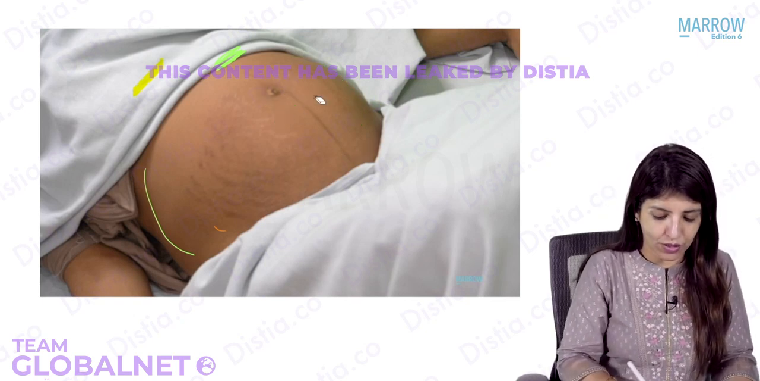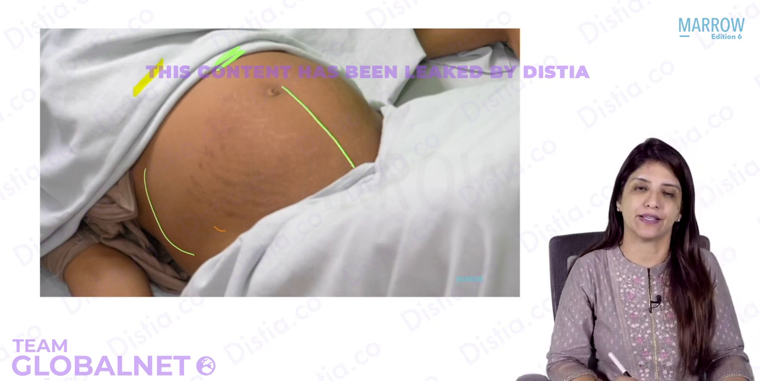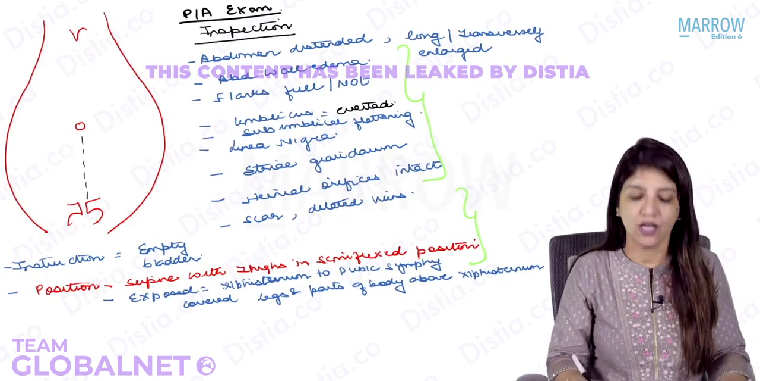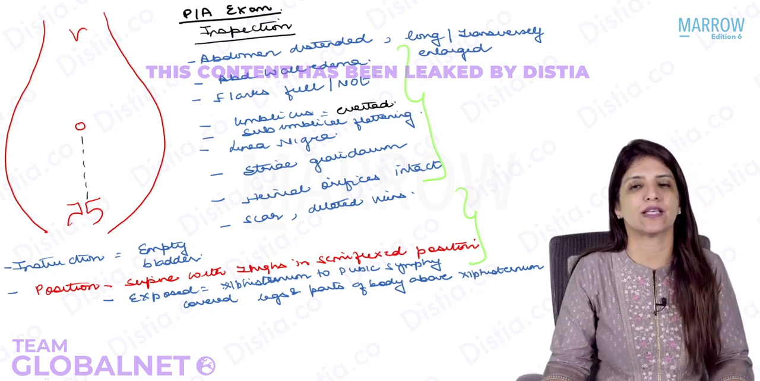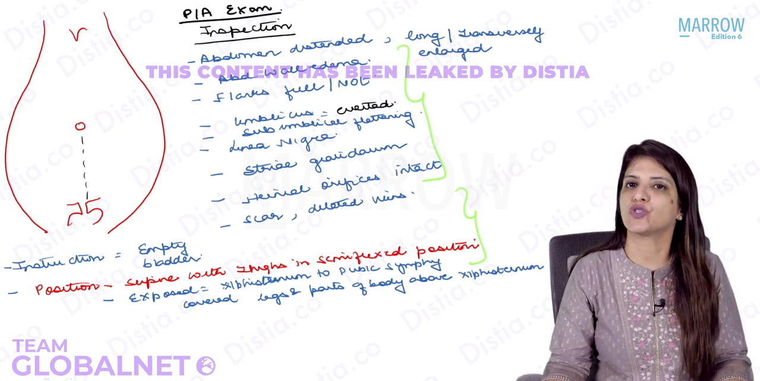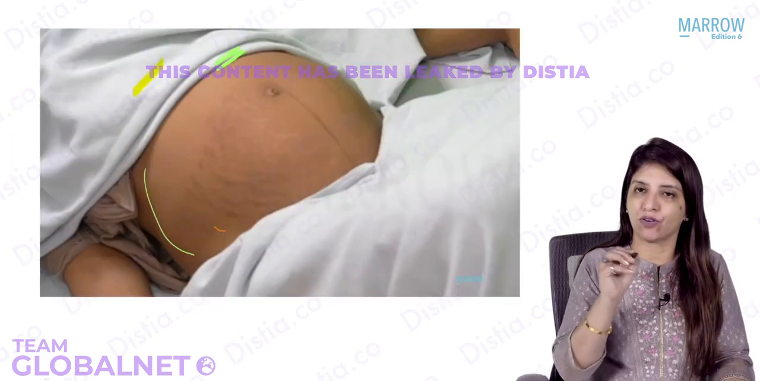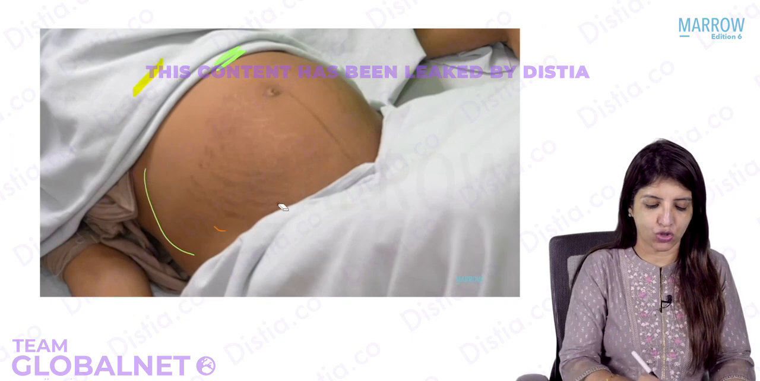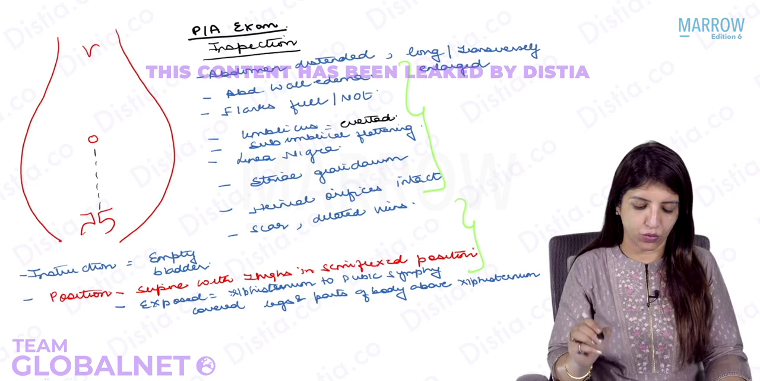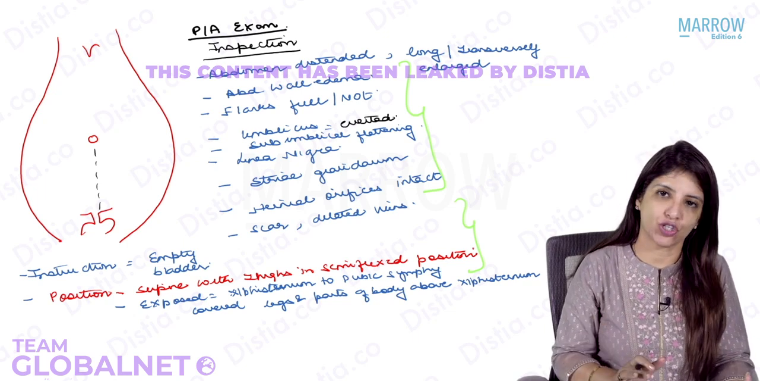Now you are going to mention this line over here, which is the linea nigra. Linea nigra is a darkly pigmented brown colored line which runs from the umbilicus up to the pubic symphysis. Why is this linea nigra present? This is because of melanocyte stimulating hormone. You will also comment upon and write in your findings about these stretch marks, the striae gravidarum. All these things you are going to mention on inspection, right?